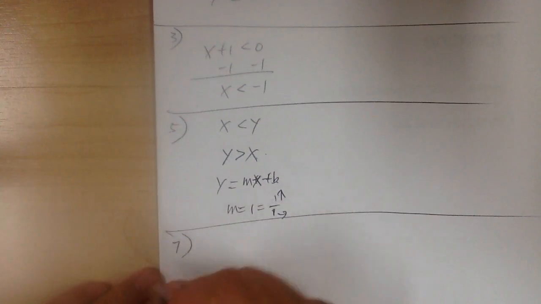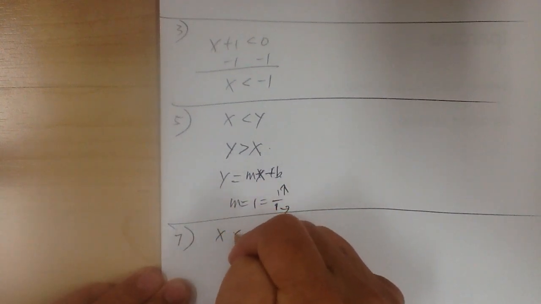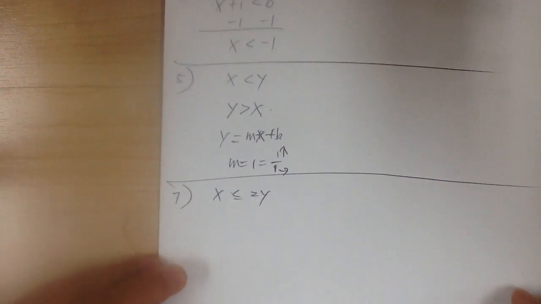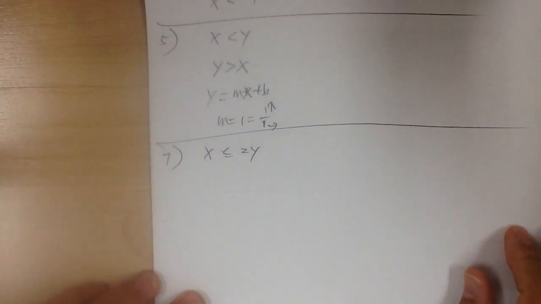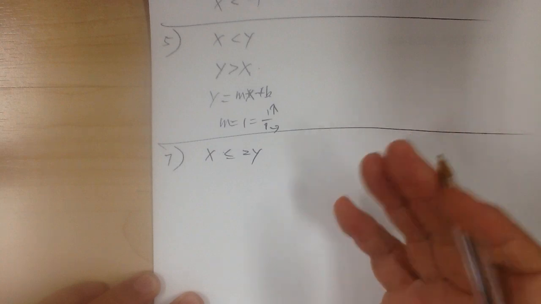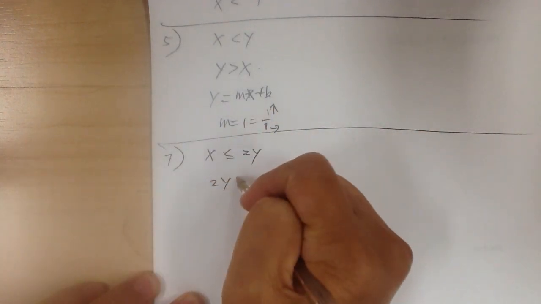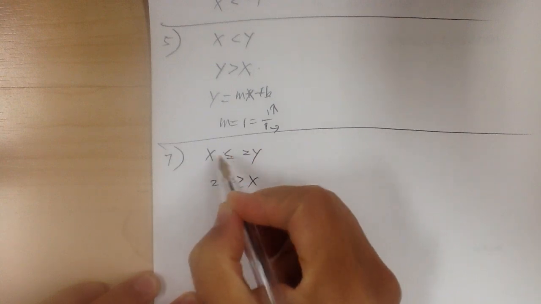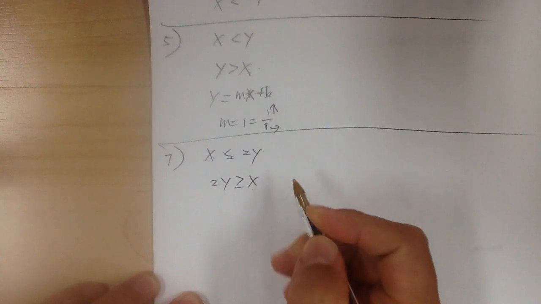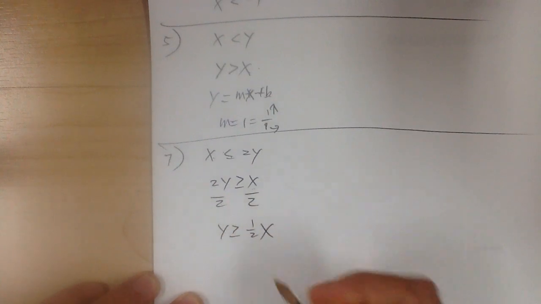Okay, next one, number 7. You have x is less than or equal to 2y. So again, let's put it in one of the standard forms. One of the forms we're going to use is the slope-intercept form. So I can flip it over: 2y is greater than or equal to x. The arrow is pointing toward the x, so that's how you keep track. Divide by 2. So y is greater than or equal to 1/2 x.